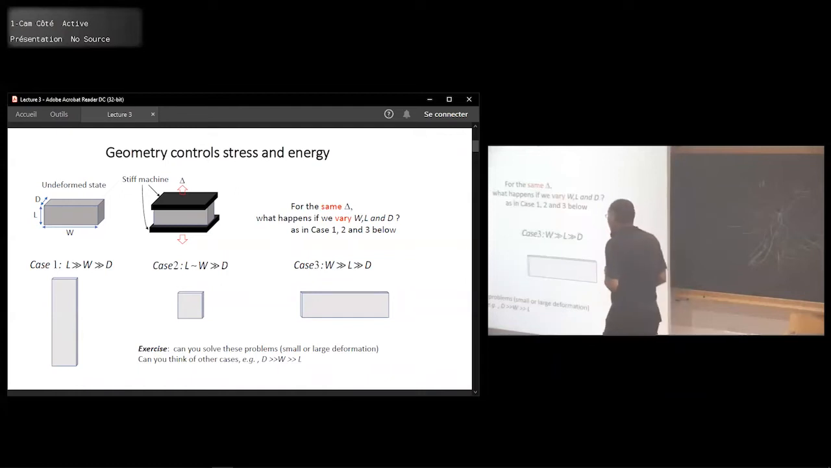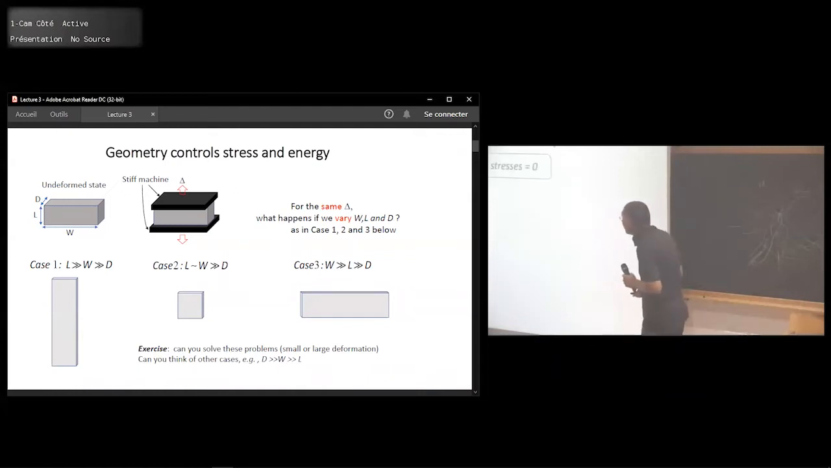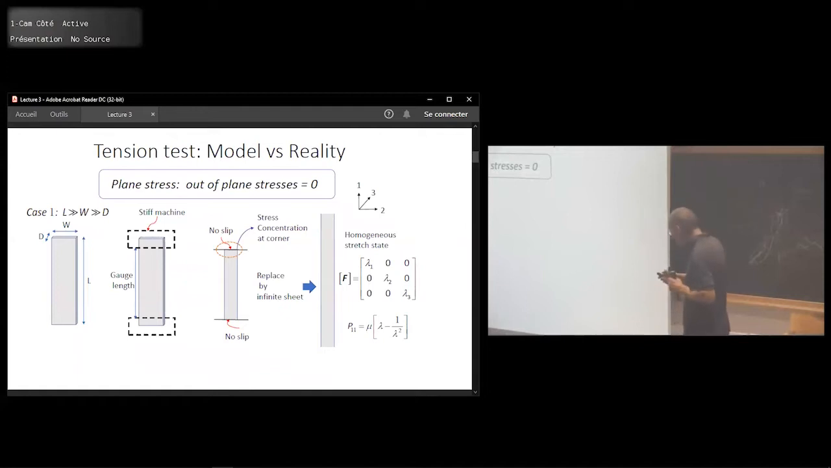Okay, so case 1. The out of plane stress is approximately 0 because the plate is very thin compared with all the other dimensions. So D is very small, and we take the approximation of plane stress. That means the out of plane stress is identically 0, which is a good approximation.